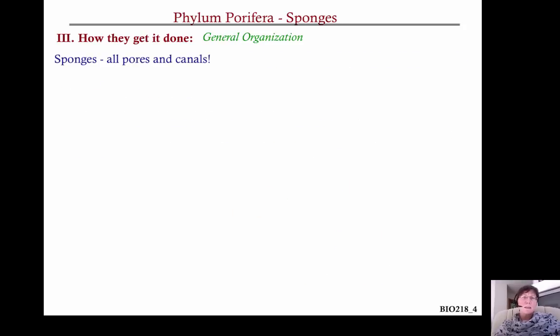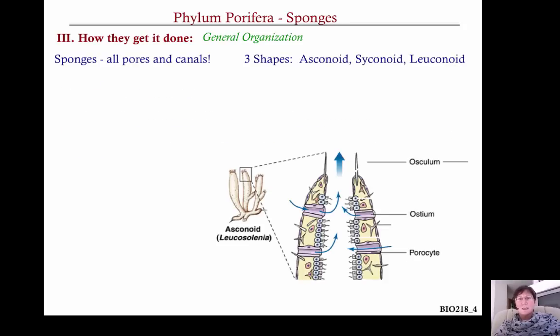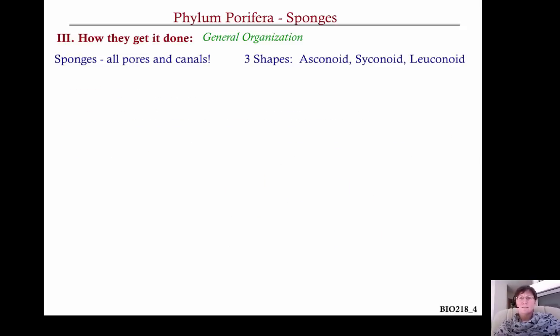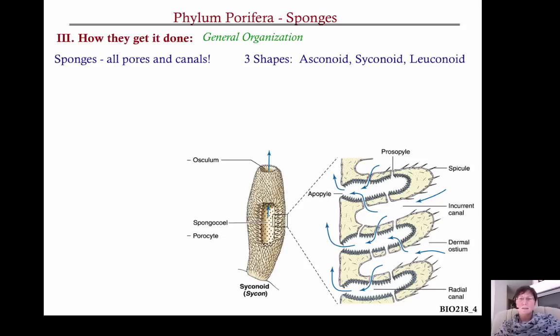Okay. The second shape is the sycanoid shape. I guess I had those slides in there twice. Okay, here we go. Sycanoid. This is a slightly more complicated shape compared to the asconoid. You can almost think of it as if someone had taken the outside of the asconoid and folded it in and out and in and out, almost like you would do a fan when you were a kid. That's what would make this type of shape.